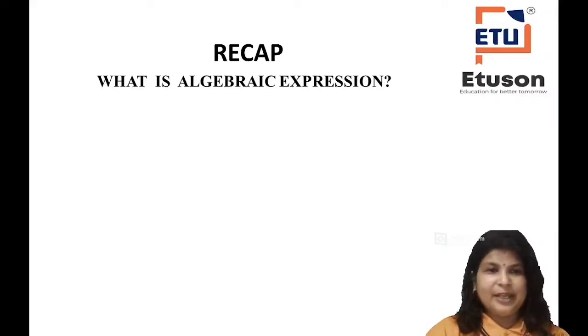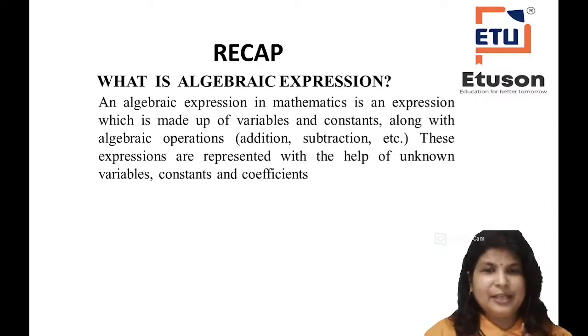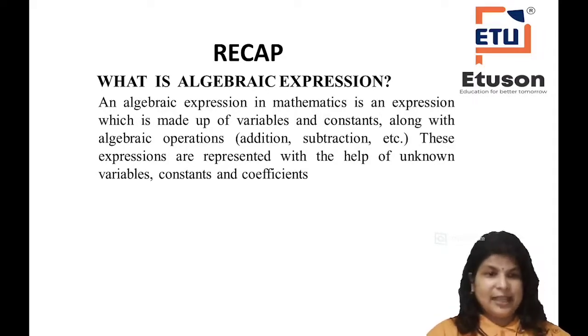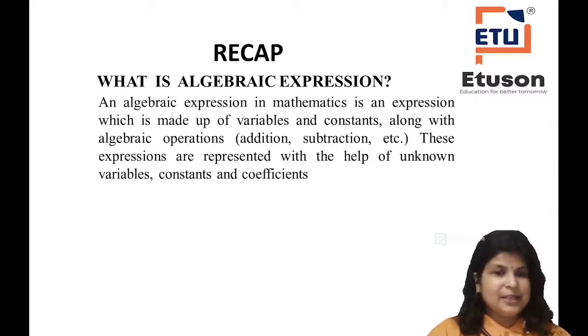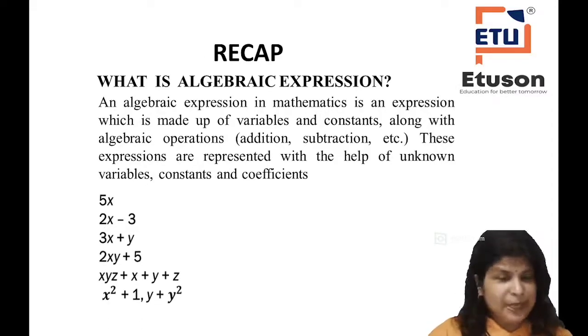Okay, let me tell you. An algebraic expression in mathematics is an expression which is made up of variables and constants along with algebraic operations. These expressions are represented with the help of unknown variables, constants and coefficients. Correct? So these are some of the examples of the algebraic expression.